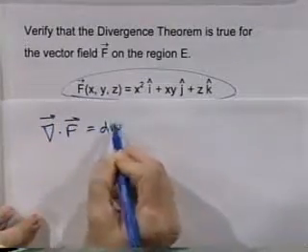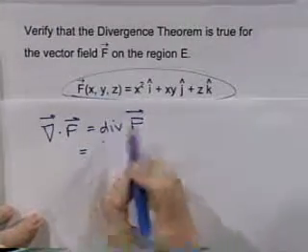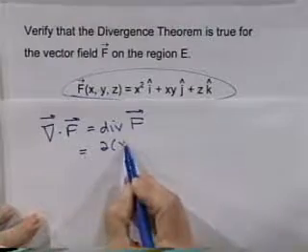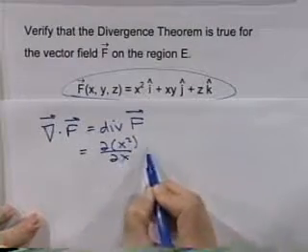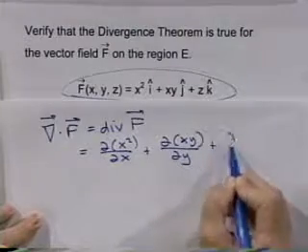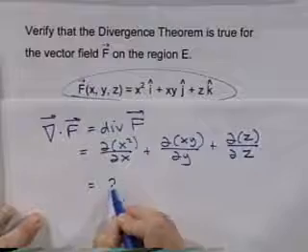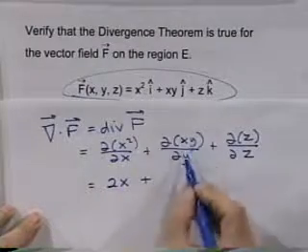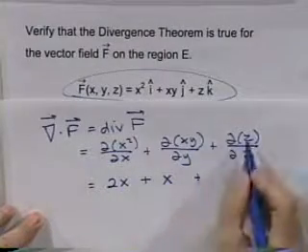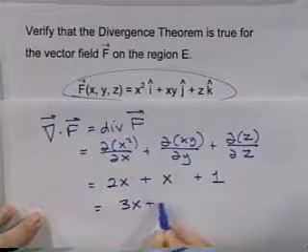also known as the divergence of F, is equal to the partial of the x component with respect to x plus the partial of the y component with respect to y plus the partial of the z component with respect to z. So I'm going to get 2x, partial of that with respect to y is x, partial of z with respect to z is 1. So it looks like I get a 3x plus 1.